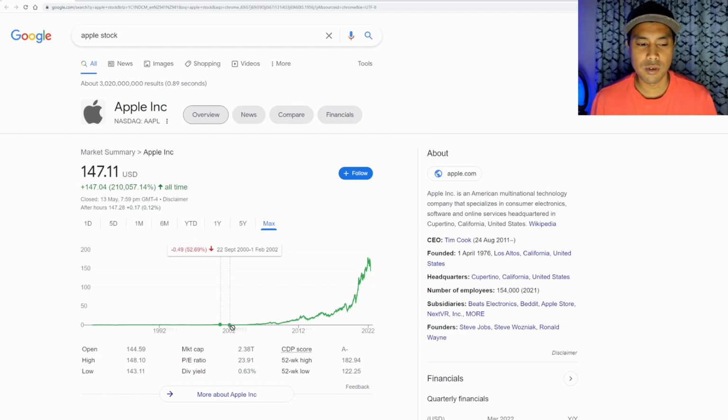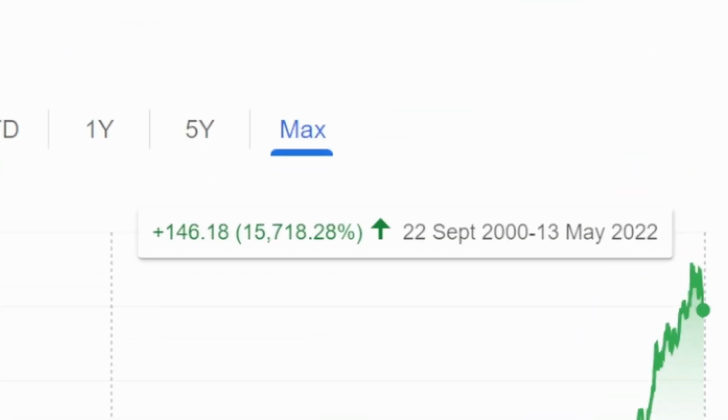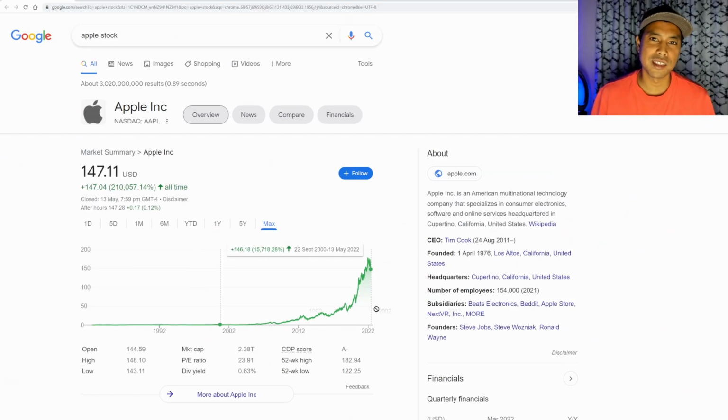Just for fun, let me drag this to see what the total returns would be for that period. And it's saying 15,718%. So that's basically 160 times the amount of money if you had invested in Apple at that time when it dropped by 50%. Well, that's enough for me today.